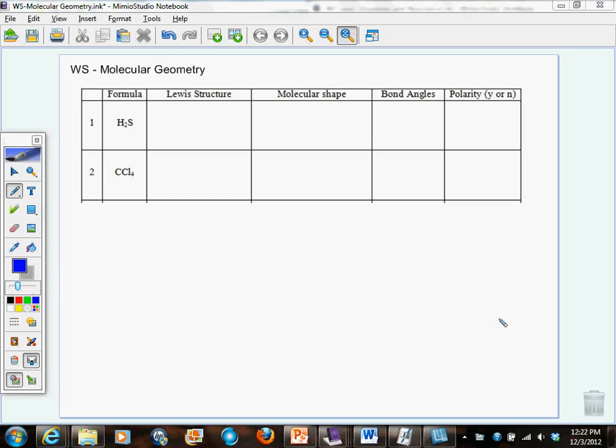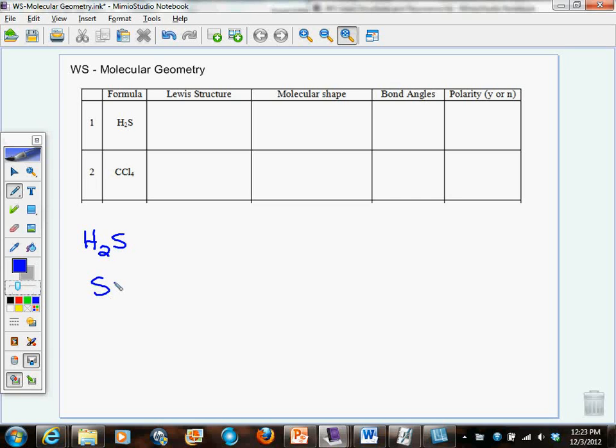Look at molecular geometry, problems 1 and 2. The first one's kind of a complicated problem when it gets to polarity, so we'll look at that in particular. But the first thing we want to look at is dihydrogen sulfide, so H2S. First thing we want to do is draw its Lewis structure.